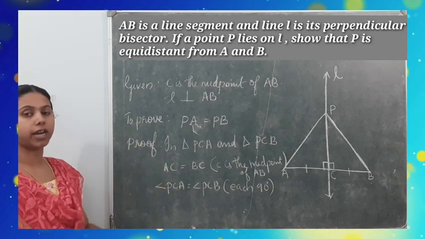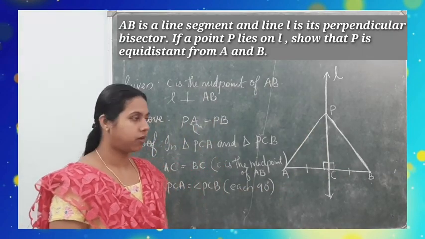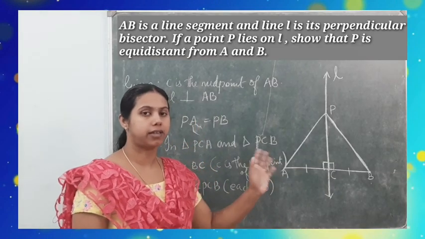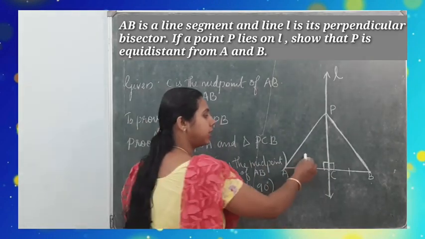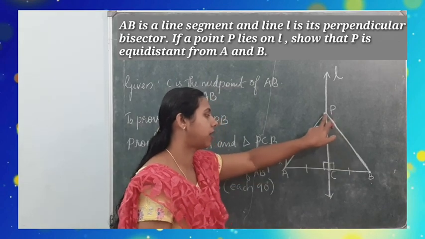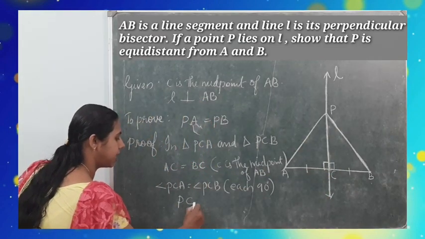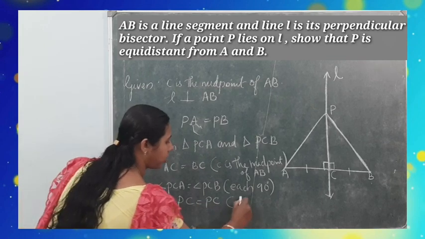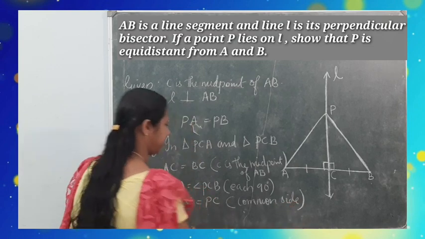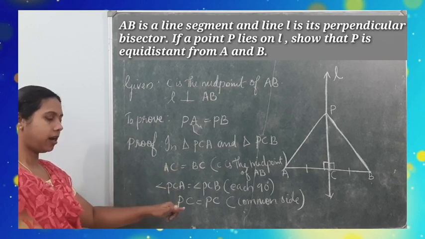We need one more correspondence. In these two triangles, which is the next equal part? One equal side we identified, one equal angle also we identified. Can you identify another equal part? Yes, in both the triangles there is a common side, that is PC. So we can write PC is equal to PC, that is the common side. So we got one side, one angle and another side.